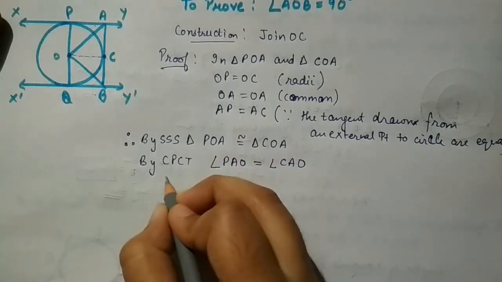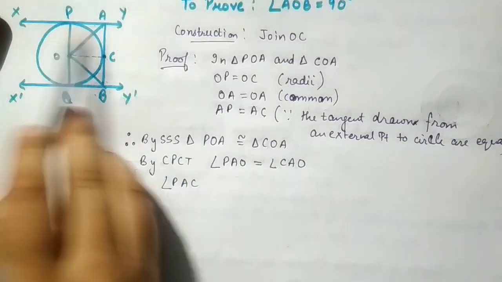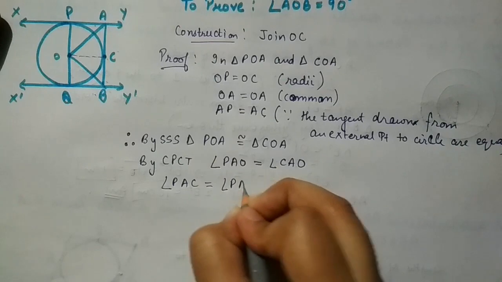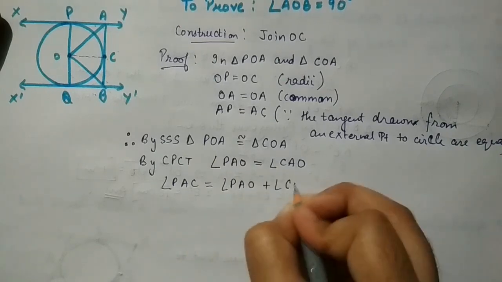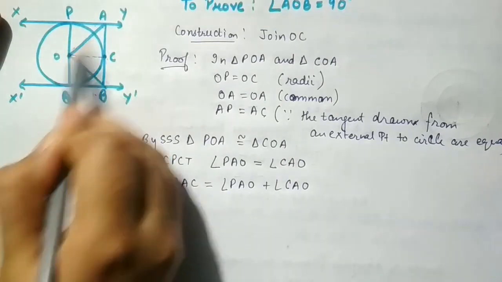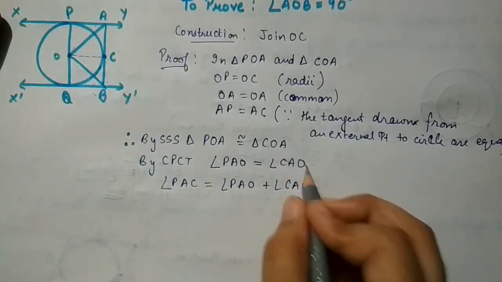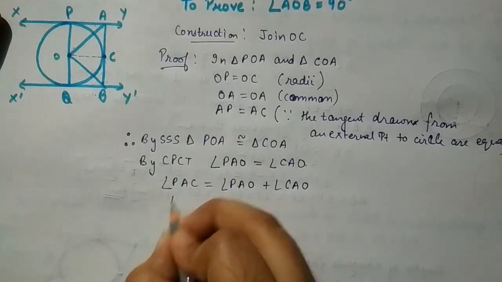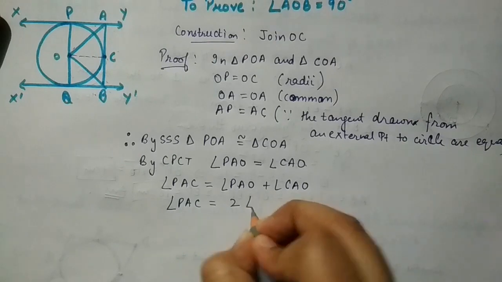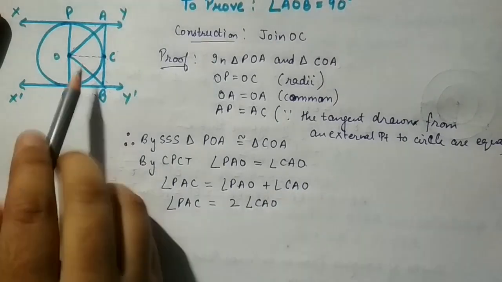So you can also say that angle PAC, means this angle, is equal to angle PAO plus angle CAO, means this angle is equal to this angle plus this angle. And as PAO is equal to CAO, so you can say angle PAC is equal to twice of angle CAO.